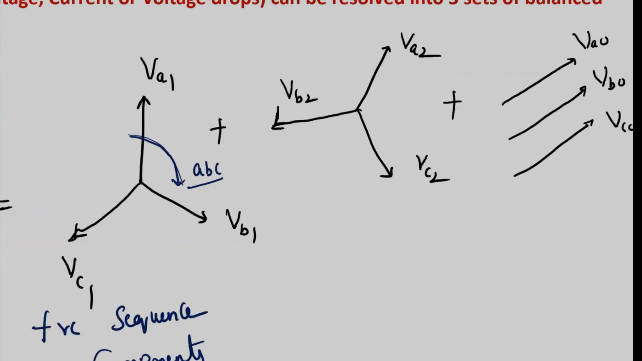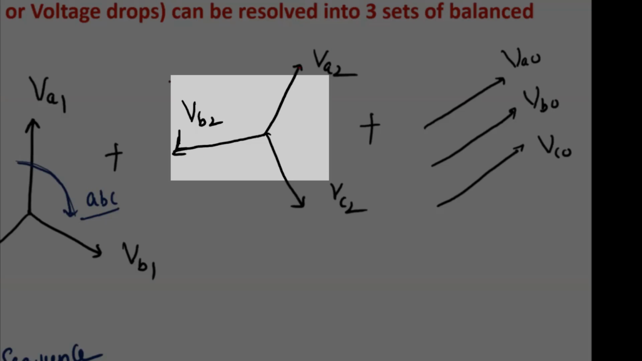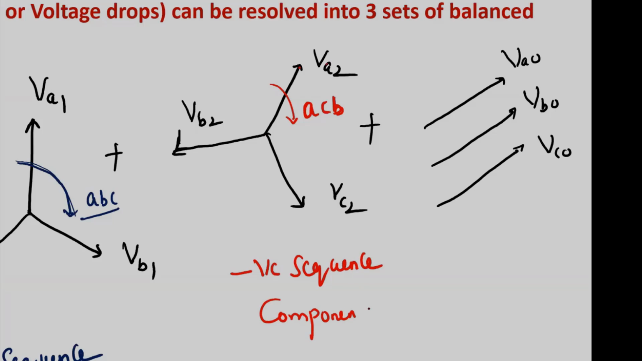Second, if you observe, here also these components are balanced, that is mod VA2, mod VC2, mod VB2 are the same, and if you add the phasor sum of the three, you will get 0. But what is the difference? Here what is the phase sequence? It is ACB, that is opposite phase sequence to that of the original unbalanced phasors. That's why these components are called negative sequence components. They are a balanced set, but their phase sequence is opposite.